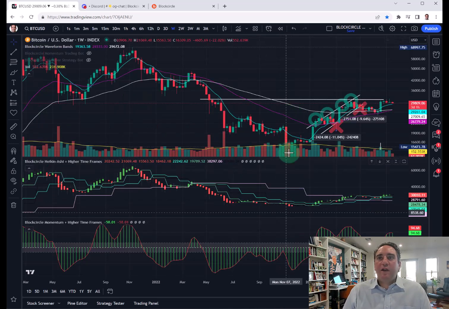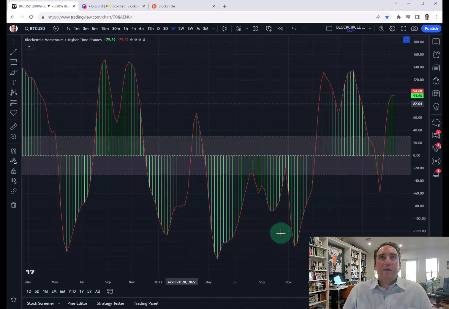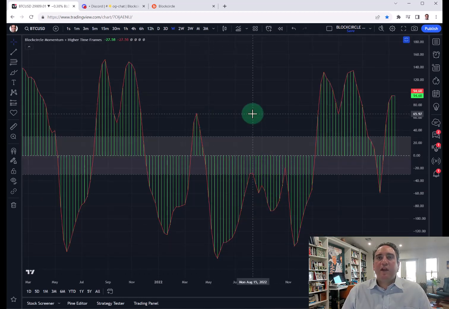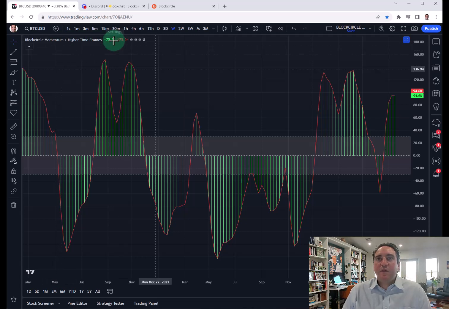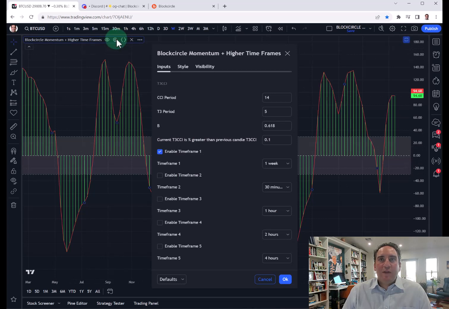The next one is the Blockcircle Momentum and higher time frames. What this is using is multiple, think of it as a composite technical indicator, to try to track momentum up and down. And it's using multiple moving averages. It's using the T3, it's using the commodity channel index, and then it tries to really smoothen out the trend as much as possible.